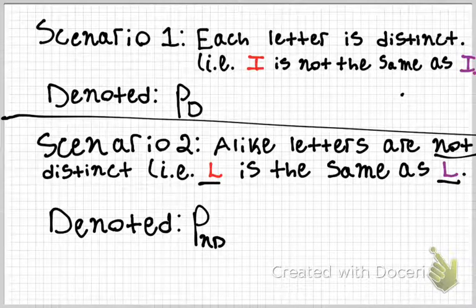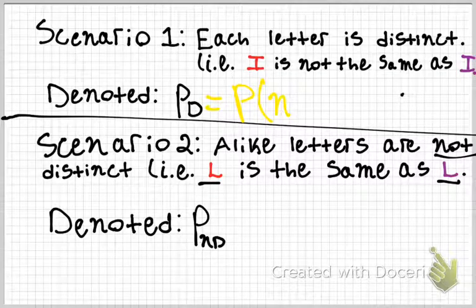Now in this scenario, we are counting using the normal formula for permutations that we are used to. In scenario 1, P_D is equal to P(n, n). Okay. In scenario 1. Now keep that in mind.